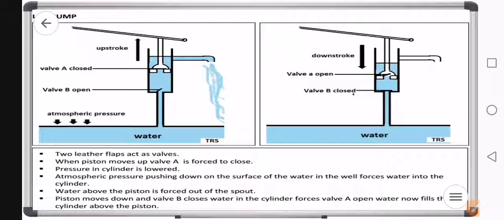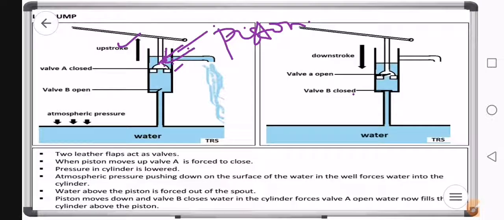Okay? So let me start by explaining what actually happens during the upstroke. Why is it called the upstroke? The reason is very simple, because the piston is moving upwards. This is the piston. That's why it is called upstroke, because the piston is moving upwards. So what happens during the upstroke?